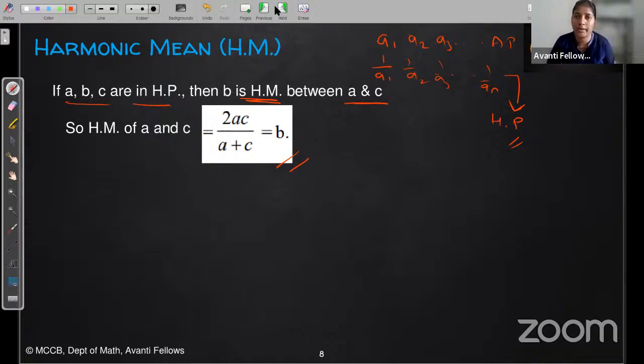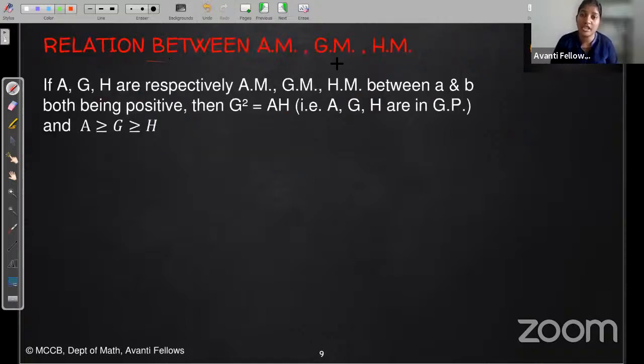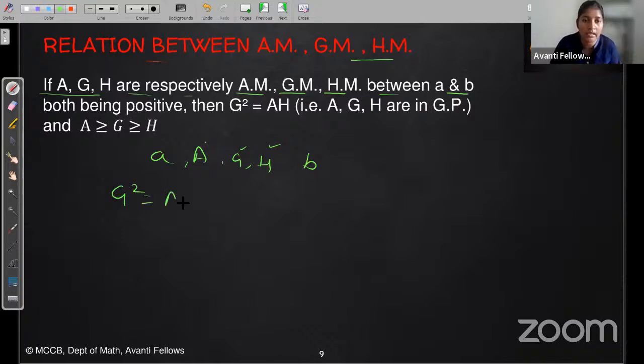Okay. So the next topic is the relationship between AM, GM, and HM, that is, the relationship between arithmetic mean, geometric mean, and harmonic mean. If A, G, H are respectively the arithmetic mean, geometric mean, and harmonic mean between A and B, then there is one relation between these three terms. It's given by G square is equal to A into H. And they have given one more condition, that both are positive.